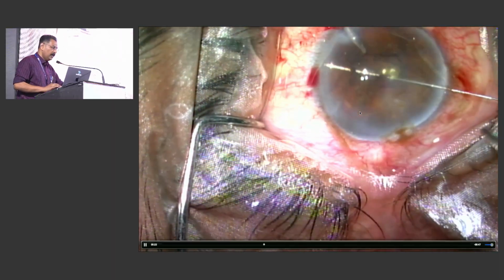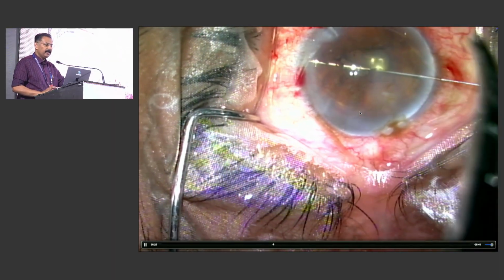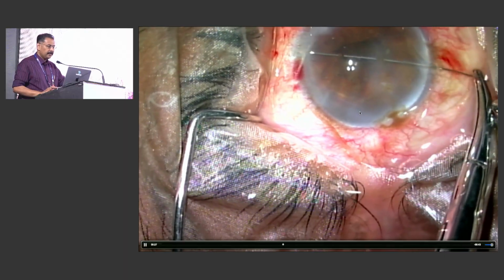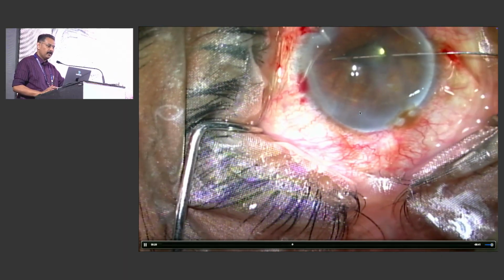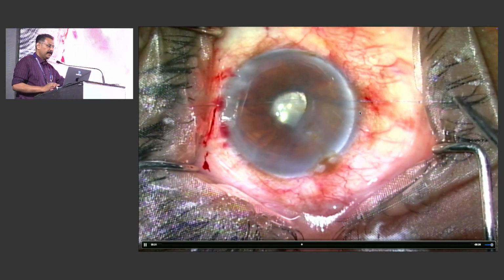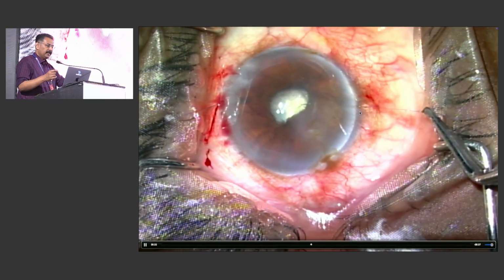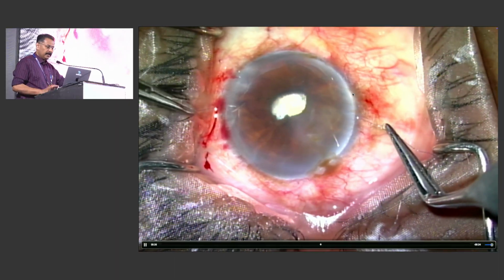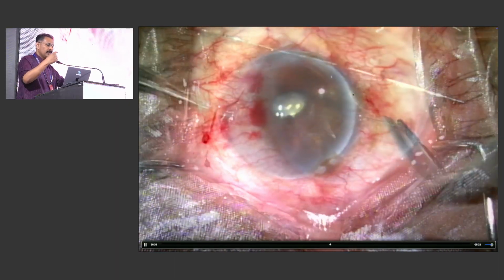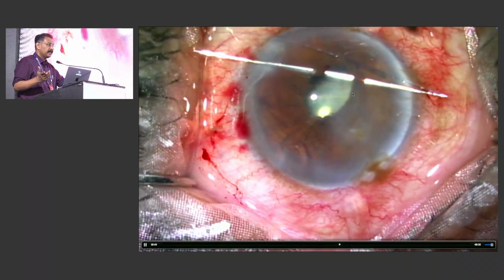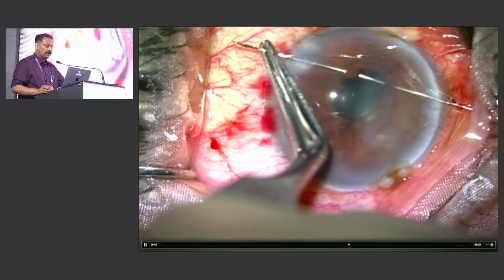So you use 9-0 or 10-0 Prolene. And this is a straight needle, 16 millimeters. I use it from Aurolab, no financial interest in that. And then take it out and bring the segment which is there here, and then make the loop and make 4 throws into the loop, and then tie it. One knot is enough, you don't have to make multiple knots.